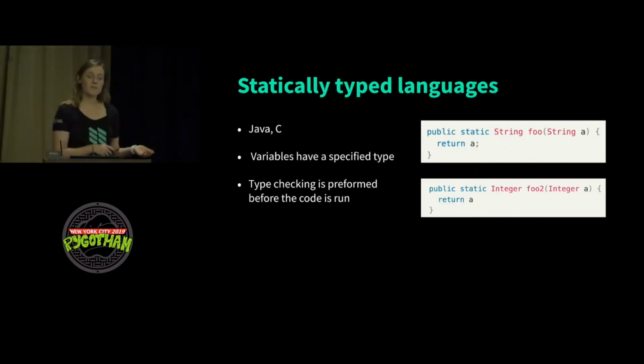This is different from statically typed languages like Java and C, where the types of the variables are specified in the code. And these types are checked before the program is run, usually when the program is being compiled. On the right is how you would write foo to accept and return a string on the top, and on the bottom to accept and return an integer. Having to specify these types in your code seems a little less flexible and maybe less ideal.